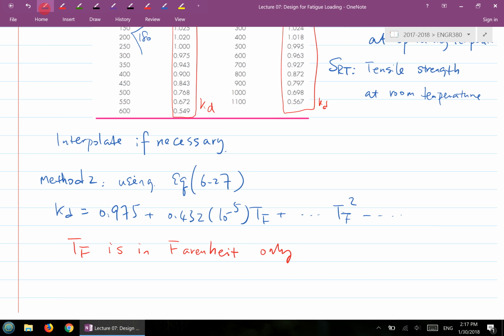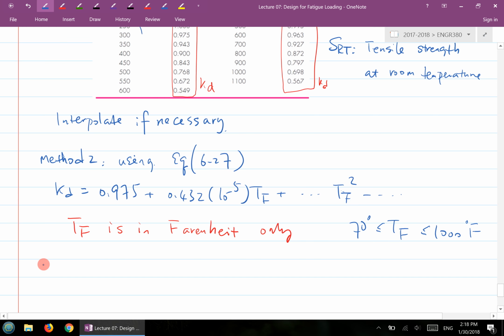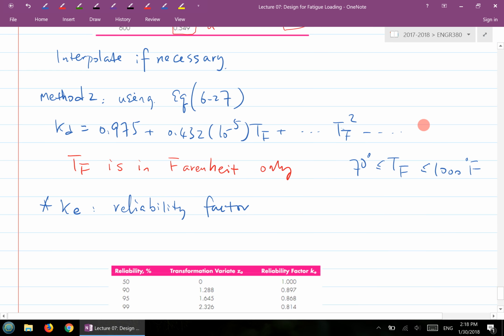Another thing is this formula applies only to the range between 70 degrees to 1,000 degrees Fahrenheit. So it's basically more of a result of a curve fitting. Yeah, so that's your KD. And next one is KE, called the reliability factor. For this one we use table 6-5 to find the KE value.